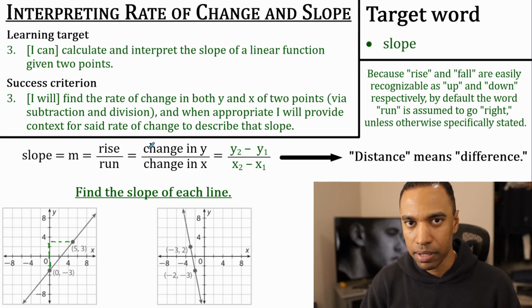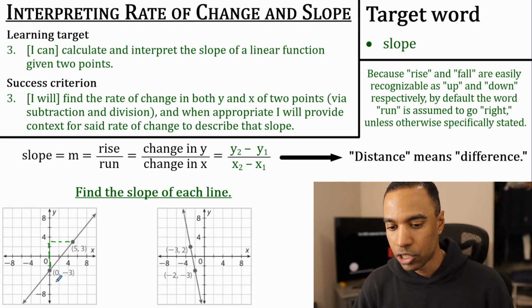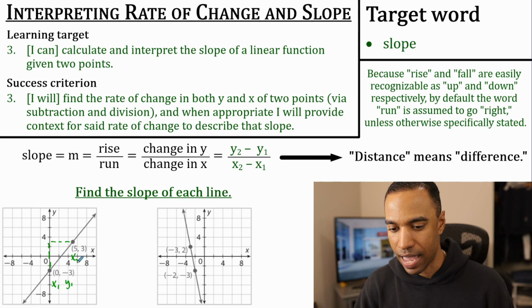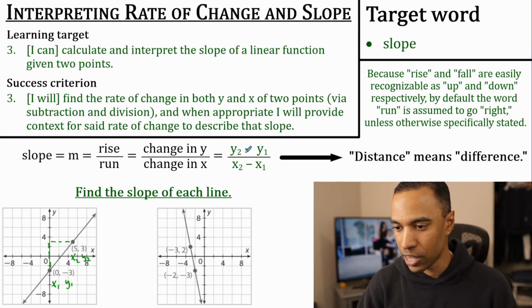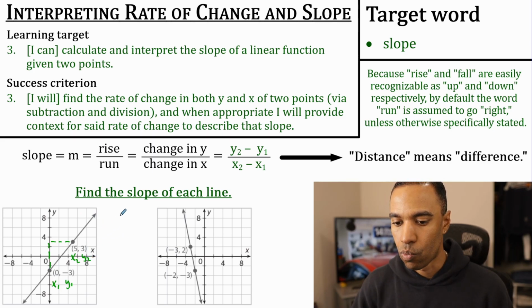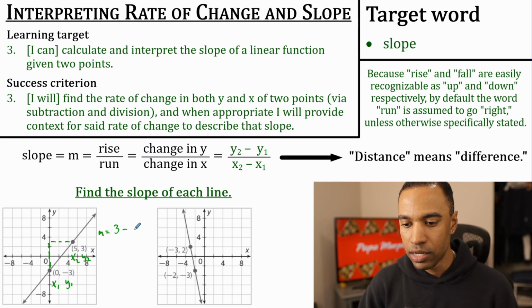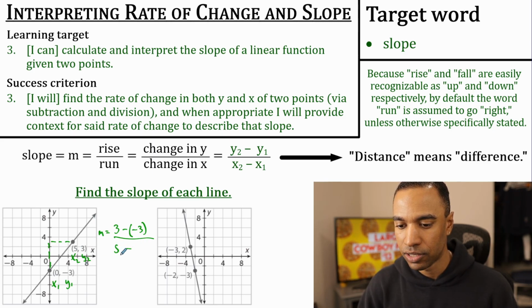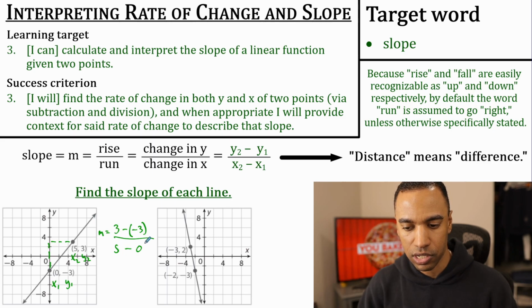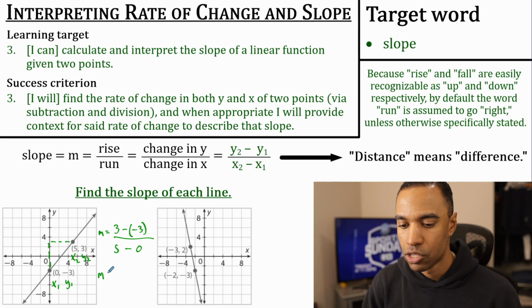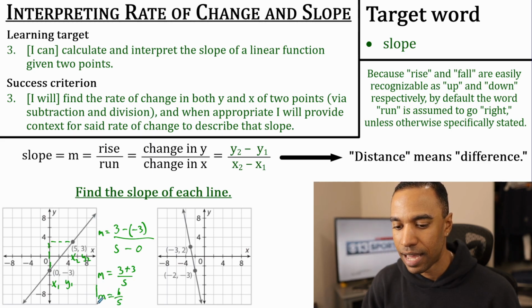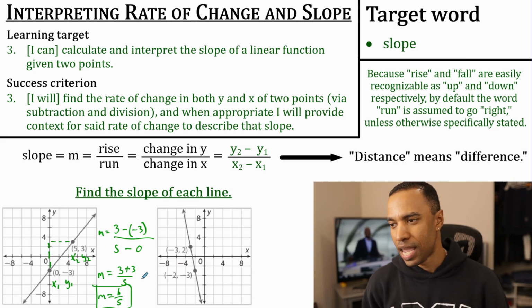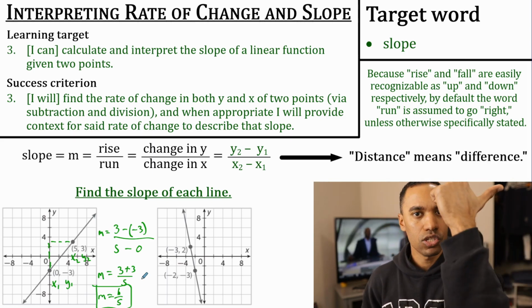Now, there are 2 ways I can do this. They both get me to the same scenario. Let's say that my x1, y1 is 0 and negative 3, and my x2, y2 is 5 and 3. Let's try y2 minus y1 over x2 minus x1. My slope is y2, which is 3, minus y1, which is negative 3. When you substitute, you use parentheses, right? Subtract a negative 3, divided by x2, which is 5, minus x1, which is 0. So 3 minus negative 3 is 3 plus 3, right? And this is divided by 5. So this equals 6 divided by 5. That is the slope of this line. That is the rate of change. Every time y rises up 6, x runs over 5.